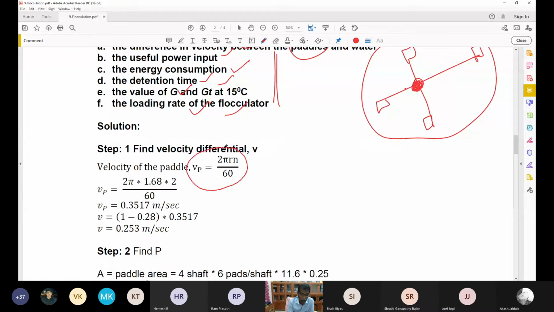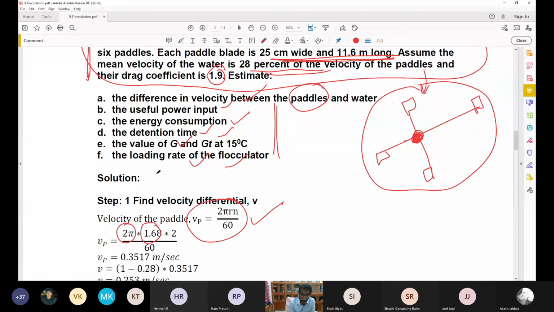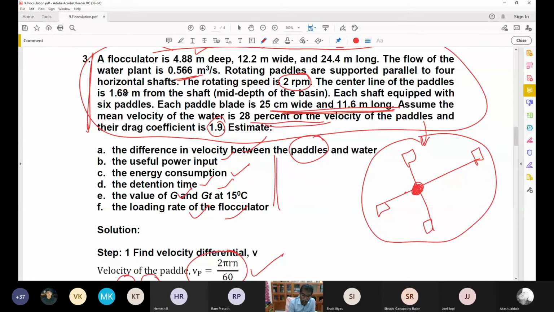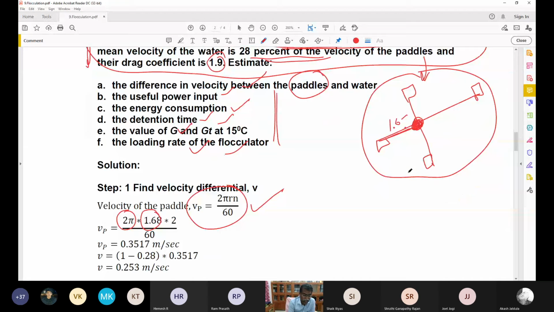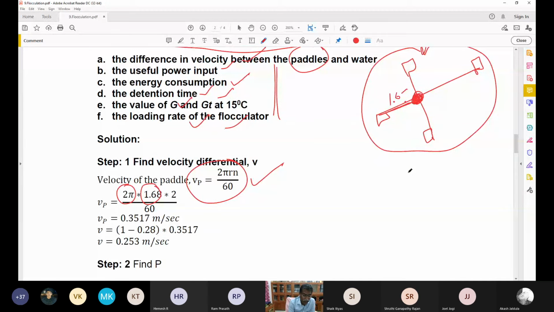So velocity is equal to 2 pi R. That is 1.68, which is also mentioned in the problem. The center line of the paddle is 1.68 meter from the shaft. So you can substitute 1.68 meter, and the number of rotations is also mentioned as 2 RPM. You can substitute that as 2 divided by 60, and you may get 0.3517 meter per second.